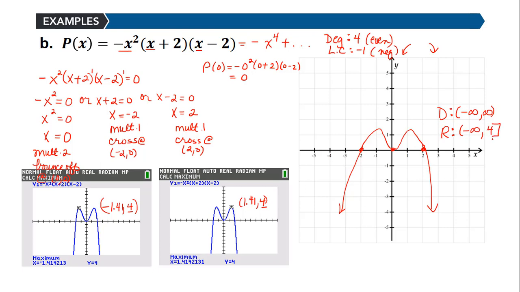And remember, we can do all these things about where this is increasing or decreasing, and all of those things that we talked about before, but I won't get into that now. But this is how you put all those things with polynomial functions together to be able to sketch the graph.